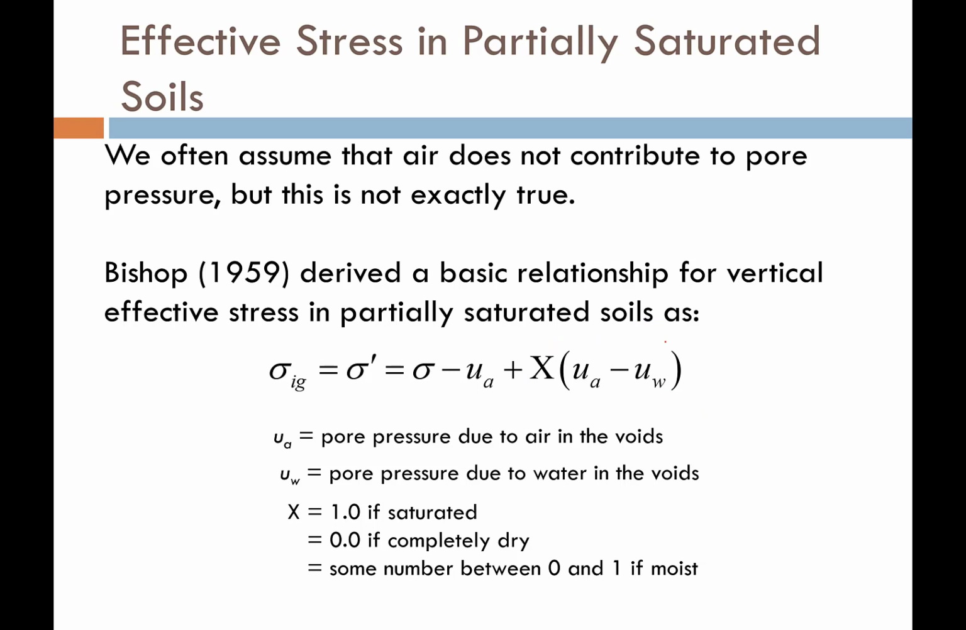Now, X, he said, would be equal to 1 if the soil was completely saturated. So if you plug in 1 for X, you see that the u_a terms cancel out, and all I'm left with is total stress minus pore pressure from the water. That's the equation that you've always used for effective stress. And if the soil is completely dry, X is equal to 0, which means all we have to account for is the pore pressure from the air. In reality, it's going to be some number between 0 and 1 if the soil is moist. And that's the rub, right? What is it? Something between 0 and 1.